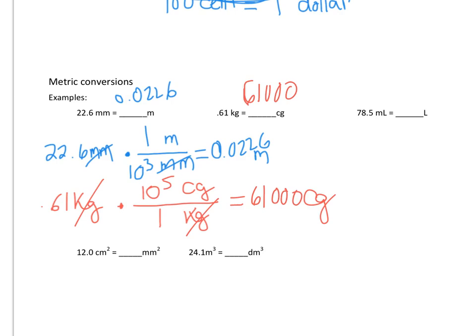All right, last one here: 78.5 milliliters. I want to convert that to liters. So I'm going to write down what I have: 78.5 milliliters. Conversion factor. On the bottom, I'm going to put milliliters so they cancel. On top, I'm going to put liters because that's what I want. I compare liters with milliliters. Which one's the bigger unit? My bigger unit is liters, so I'm going to put a 1 next to that. Then next to milliliters, I'm going to put 10 to some positive power.